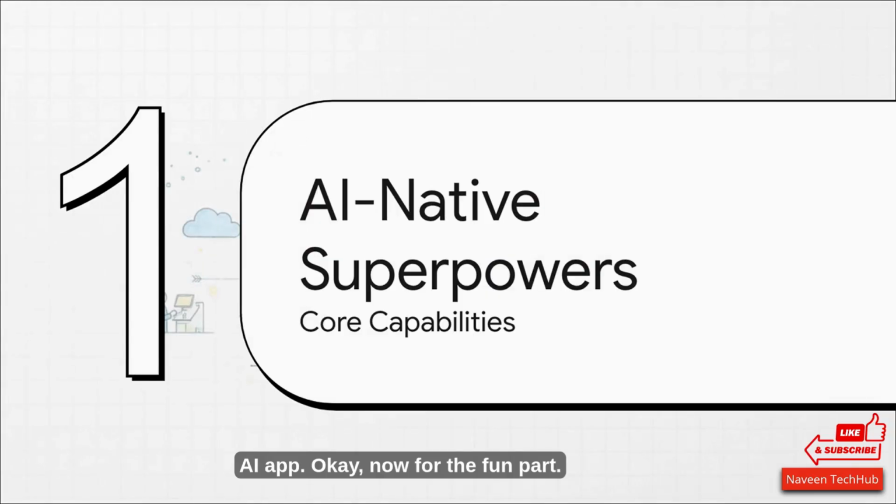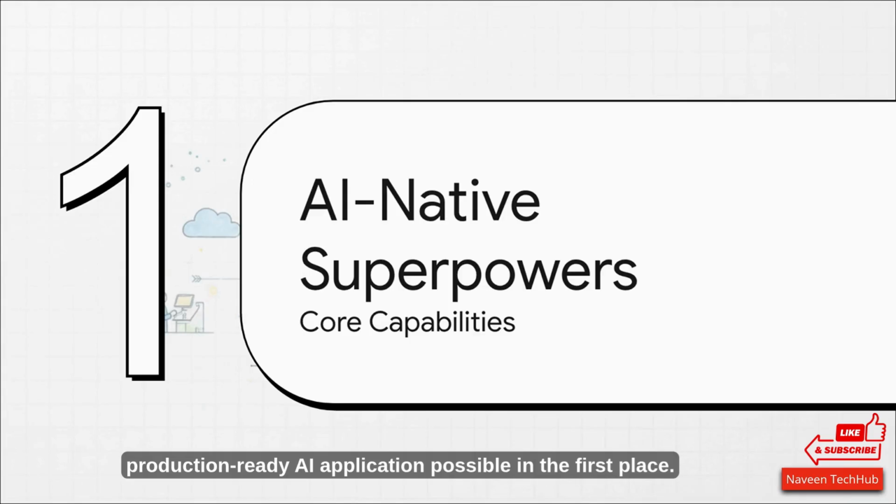Okay, now for the fun part. Let's actually talk about these so-called AI-native superpowers. And these aren't just minor little features. These are genuinely transformative capabilities that frankly make building a robust, production-ready AI application possible in the first place.